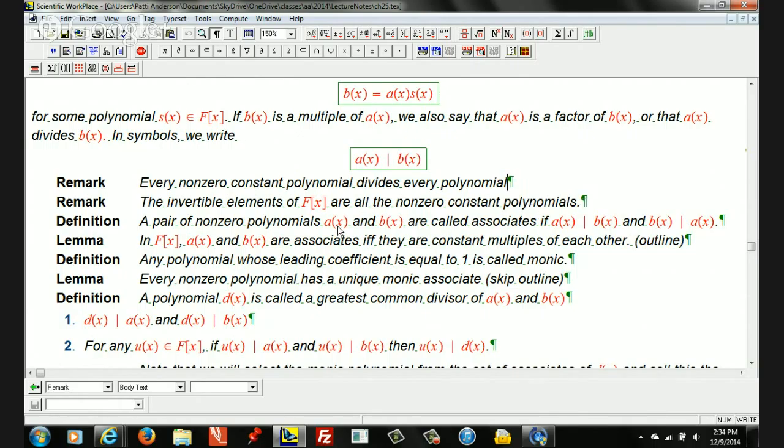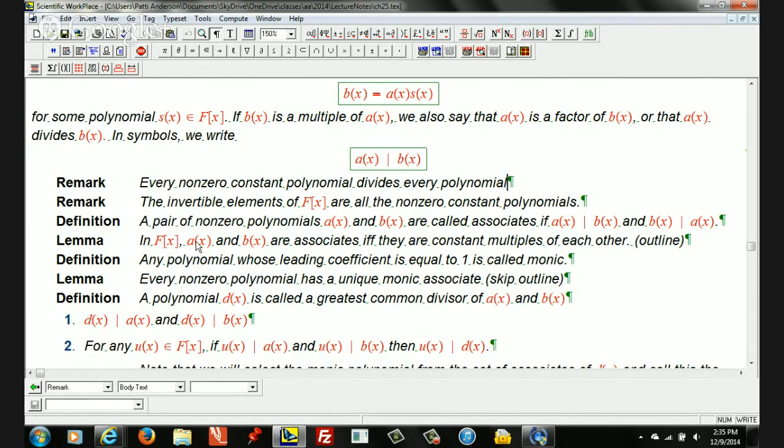A pair of non-zero polynomials, a and b, are called associates if a divides b and b divides a. If both a divides b and b divides a, what does that tell you? They're constant multiples of each other. So associates simply means they're constant multiples. It just means that they look the same other than their leading coefficients.